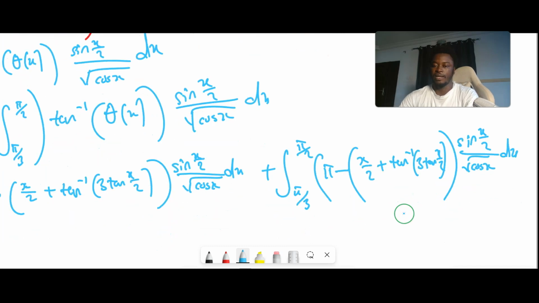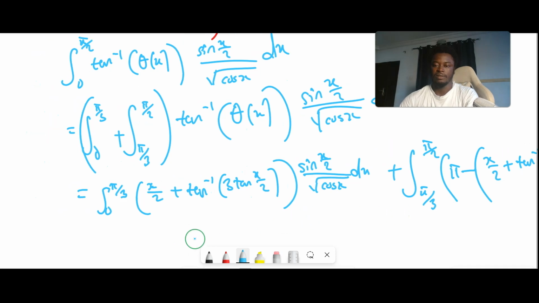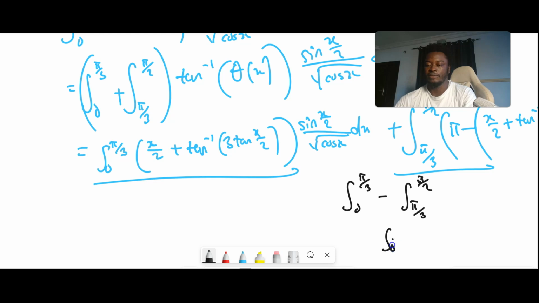So now we can actually combine these two integrals together. Notice that if you consider this integral and the last integral, just without the pi, the integral from 0 to pi over 3 minus the integral from pi over 3 to pi over 2, because if you consider the integral from 0 to pi over 2, this is equal to the integral from 0 to pi over 3 plus the integral from pi over 3 to pi over 2.